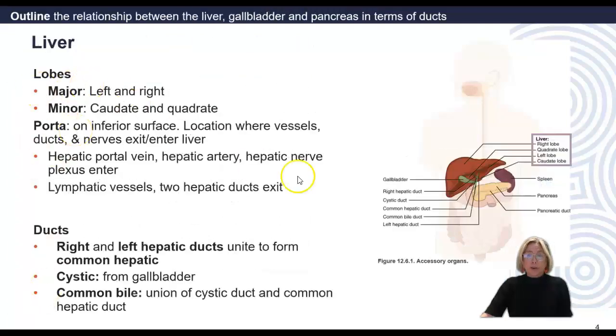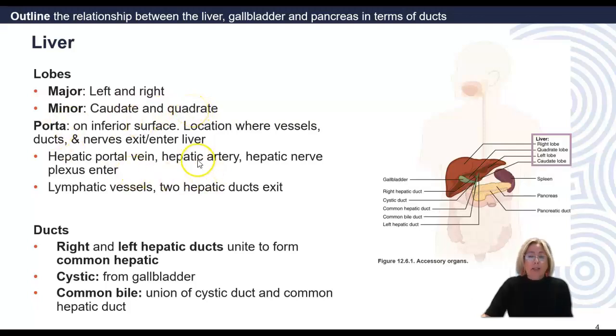We'll start with the liver, and the liver, as you can see here, is the largest internal organ in the body, and it weighs on average about 1.4 kilograms. It's located in the right upper quadrant of the abdomen, and it lies against the diaphragm there. It consists of two major lobes, the left and right. You can see the right lobe there and the left lobe there, and also two minor lobes, and they are the caudate lobe and also the quadrate lobe.